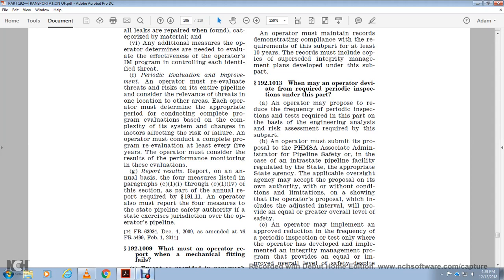Report results on an annual basis of the four measures listed in paragraph E11, E4 through E14. These measures over this section are part of the annual report required in 191.11. The operator must report the four measures to the state pipeline safety authority with the state exercising jurisdiction over the operator's pipeline.